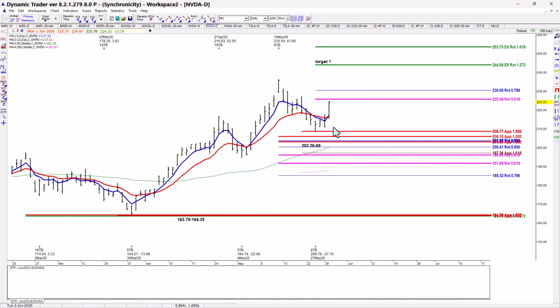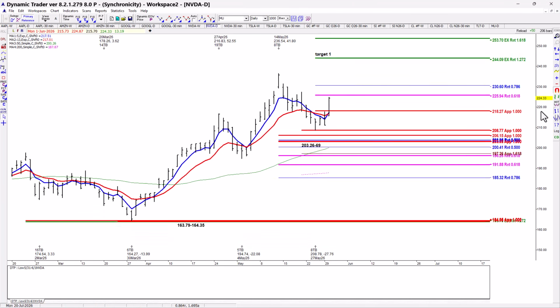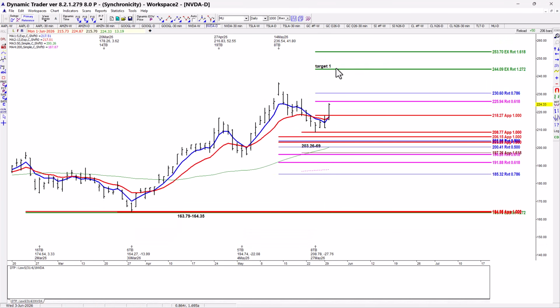As far as NVIDIA, I don't know what happened near the close yesterday, but it had a failure right at the symmetry and still ended up holding because there were buy triggers. Even though it wasn't royal at the time, it looks like we might be getting the 5 back above the 13. Target number 1 in the case of NVIDIA is 244.09. Target 2 is 253.70 if we do continue to rally. Obviously the next hurdle is the 618 retracement.